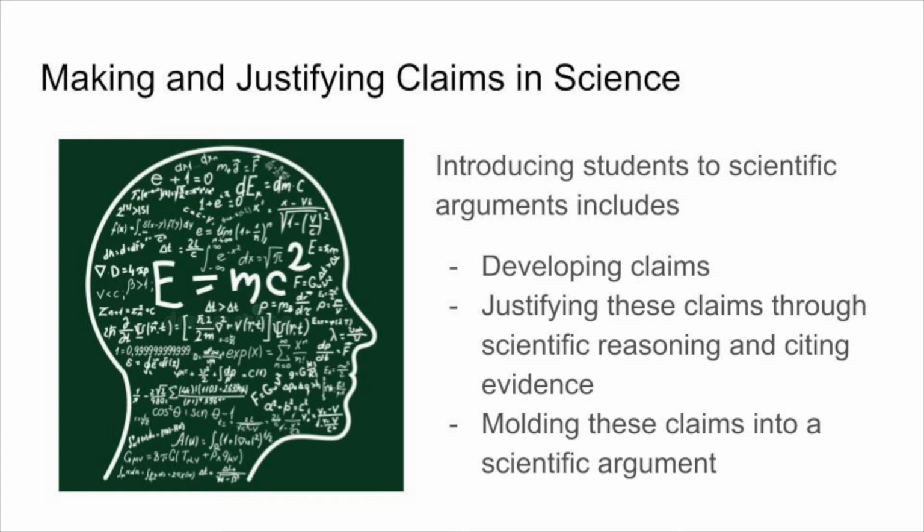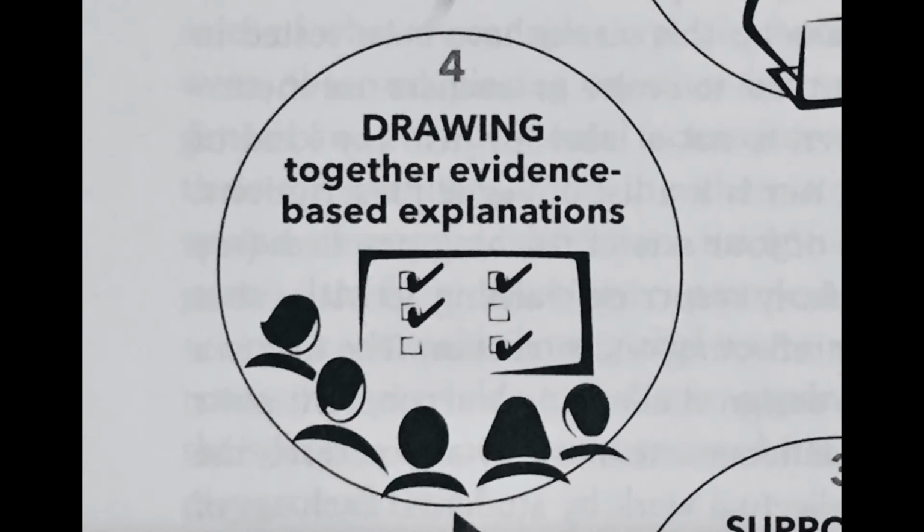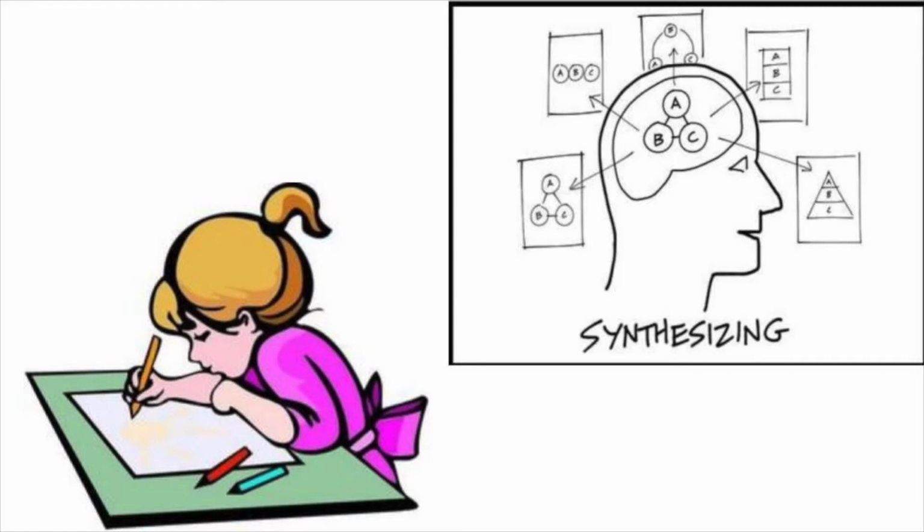The authors understand that changing students' method of reasoning can be very difficult, and so they give scaffolds for supporting written and verbal arguments, as well as tips on encouraging students to comment on the arguments of their peers in a productive manner. The fourth core practice is drawing together evidence-based explanations. This is a play on words because students will synthesize ideas from their learning experience and they will illustrate it on paper in their final model.